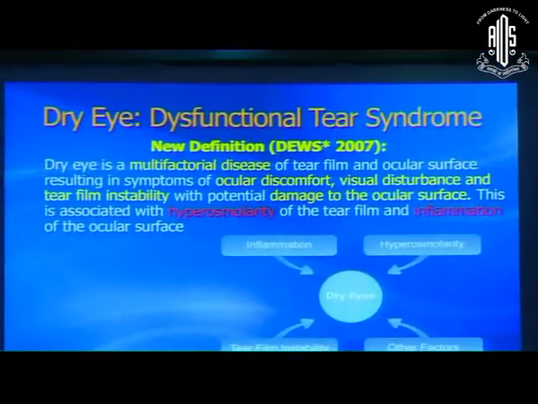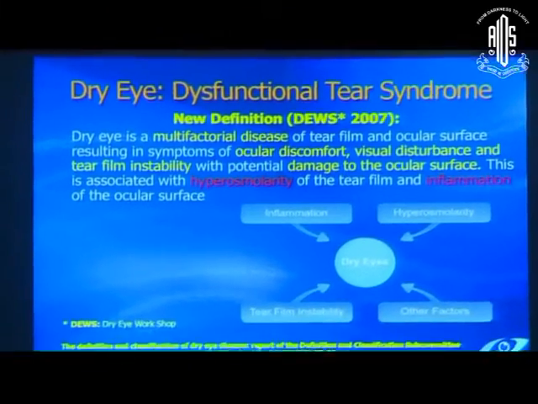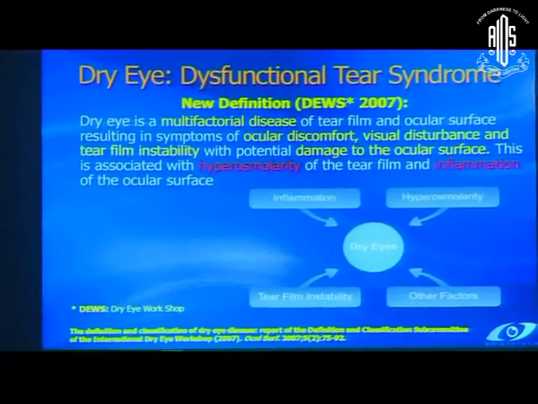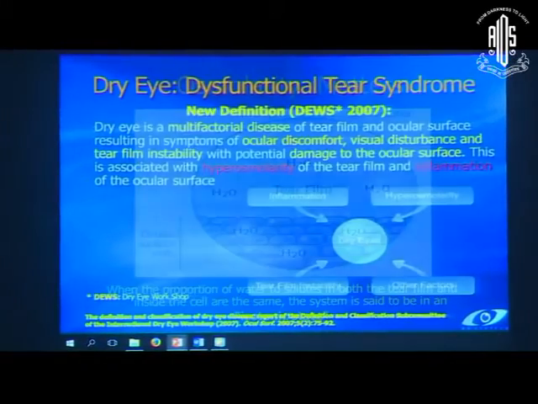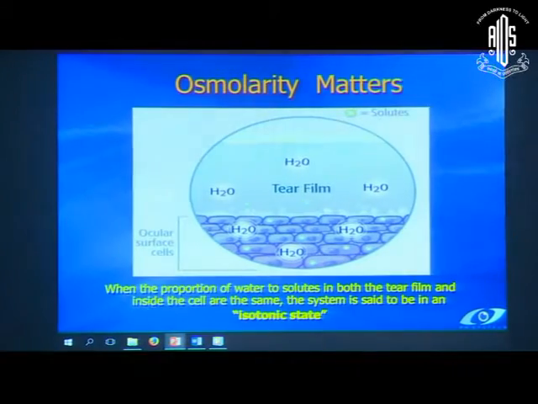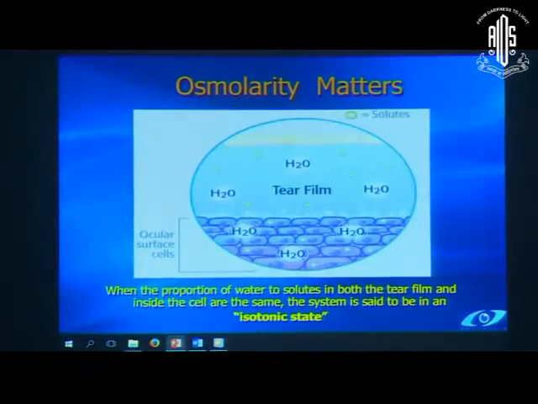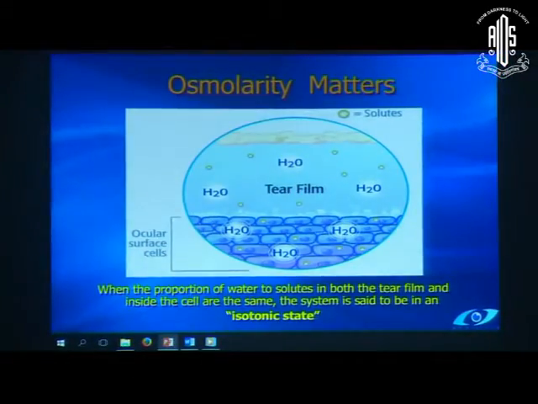Now we know that dry eye is accompanied by hyperosmolarity, and it is the hyperosmolarity of the tear film and the inflammation of the ocular surface that actually potentiates the whole problem. So osmolarity, we all know what osmosis is, right? So when the proportion of the water is the same on either side of the cell, that means extracellular and intracellular, it's called the isotonic state.